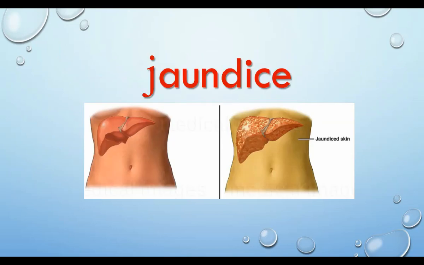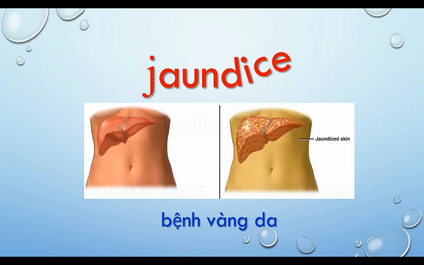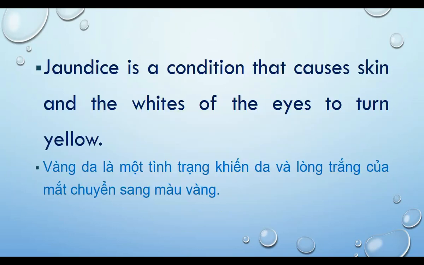Jaundice. Jaundice is a condition that causes skin and the whites of the eyes to turn yellow.